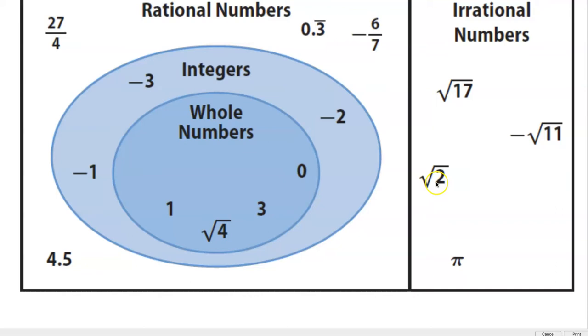Square root of 2. 2 is not a perfect square. There's no two numbers that when you multiply them together give you 2. Okay, non-perfect square. -√11, again, non-perfect square. There's no two numbers that when you multiply them together give you 11. We can estimate, but we can't tell you the exact value.